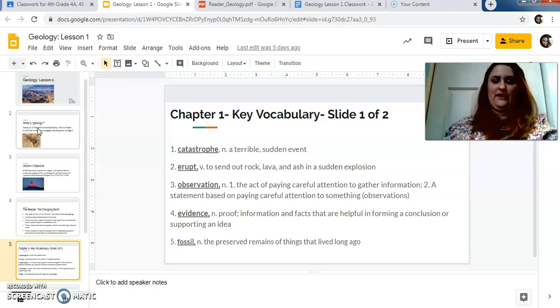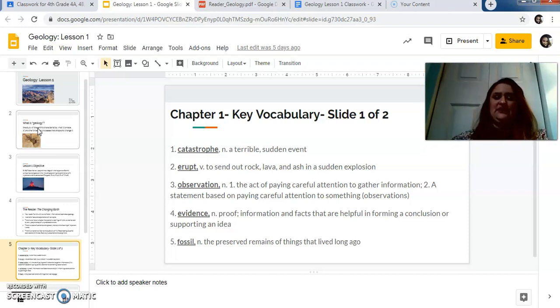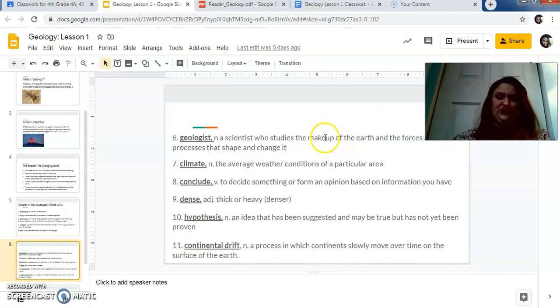I'm just going to read through them so that you can know how they sound, because you're going to be completing a vocabulary quiz on Google Forms, and you can use this to help you. It should be an easy 100. But there are a lot of scientific vocabulary words for this unit, so it's important that we understand what they actually mean. So our vocabulary words for chapter 1 are catastrophe, erupt, observation, evidence, fossil, geologist, climate, conclude, dense, hypothesis, and continental drift.